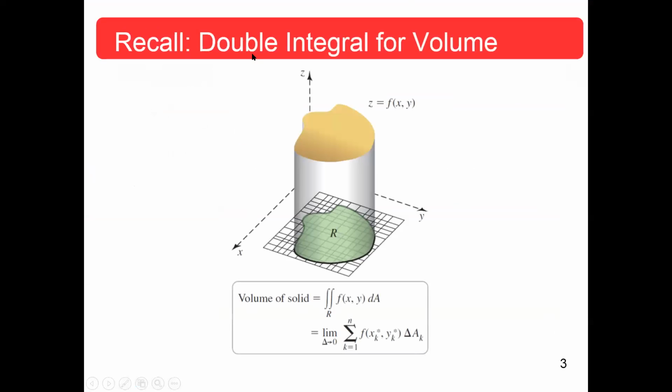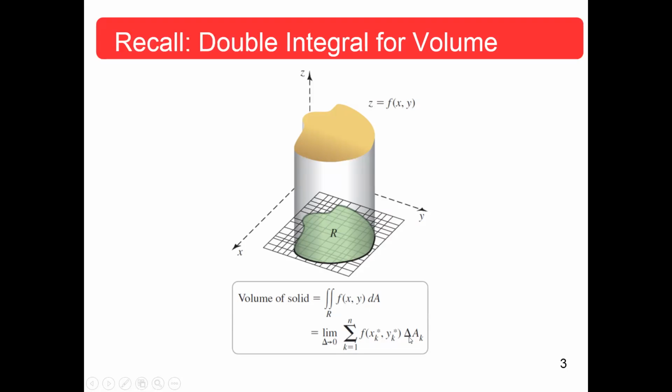All right, so first of all, let's recall the double integral for volume. Suppose this is a surface z equals f of x, y, and on the xy plane you have a region R that corresponds to the surface. So this is the region R, right? And we know the volume of the solid that is simply under the surface would be computed by the double integral of the function f of x, y over region R dA, right?